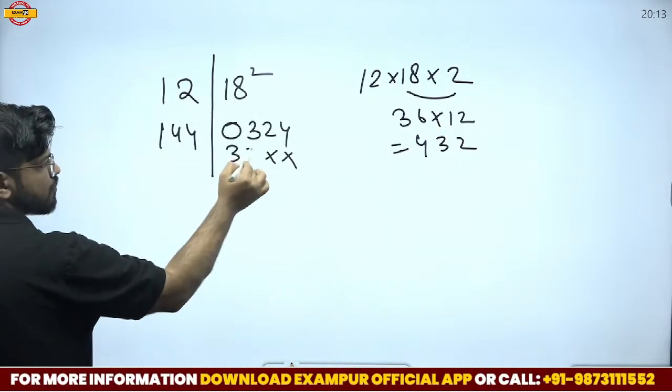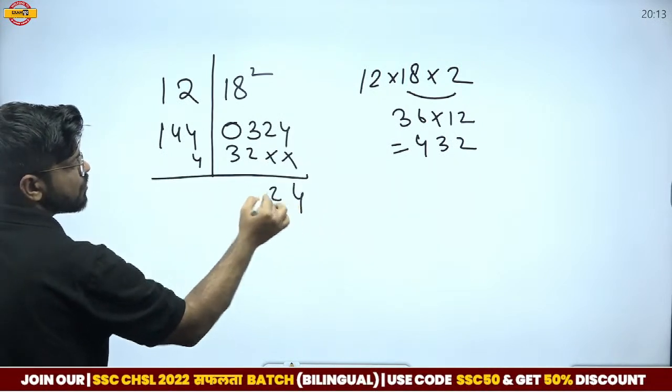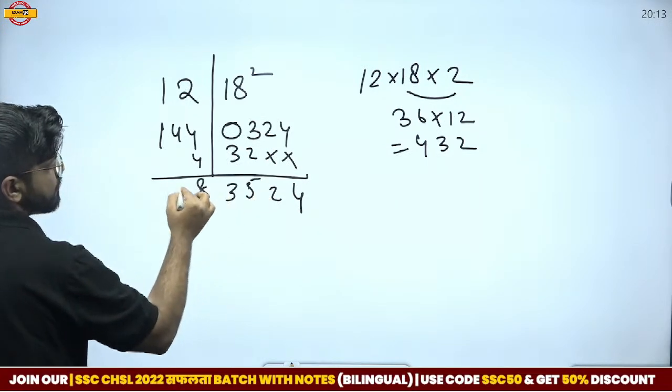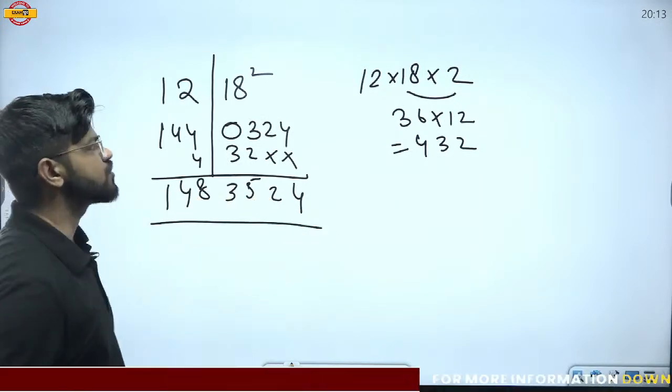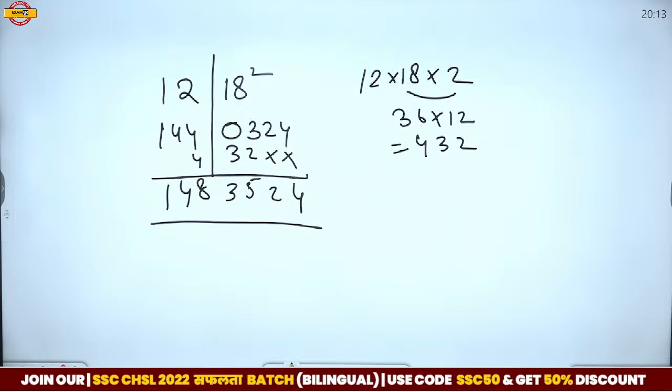432, we can write it here. So what will it give me? 4, 2, 5, 3, 8, 4, 1. This is the square. Okay. Just check it. Check whether this square is correct or not.